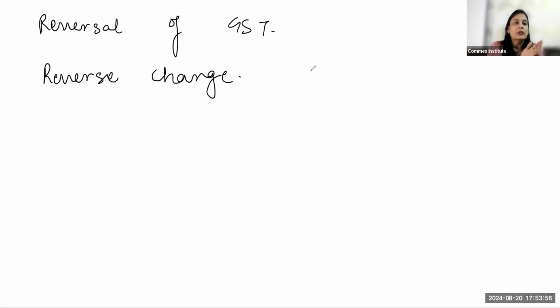Now just let me know who all were absent in the last class or have not gone through the recording also in spite of being absent. That means they are totally new to GST. Is there anybody? Raise your hands.